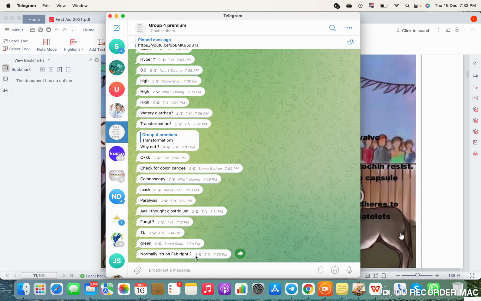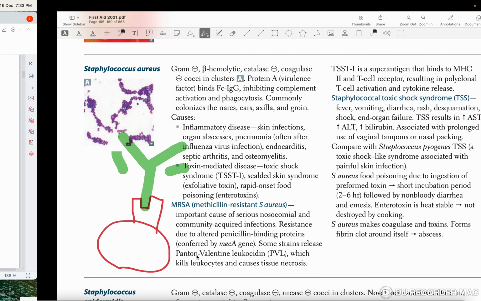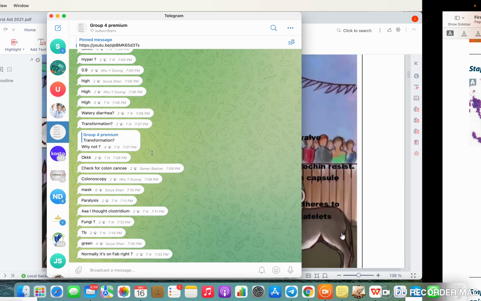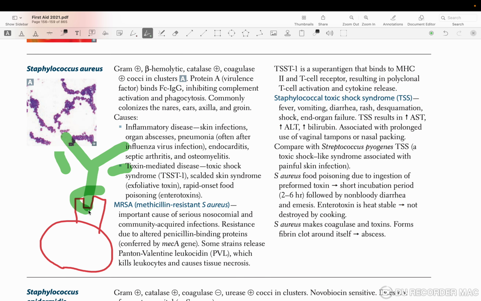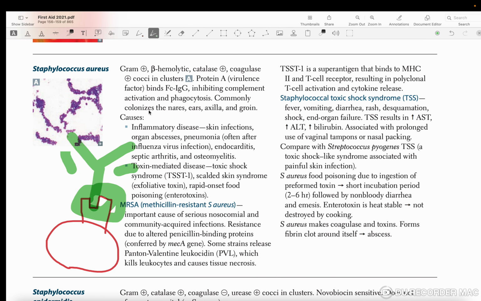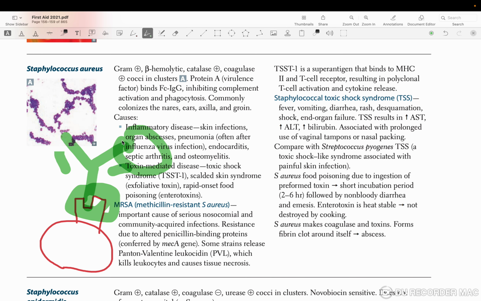Normally it's on the Fab, right? What is on the Fab? Can you please elaborate on that? So they bind to the Fc region, okay? If you're asking where the IgG binds, the IgG binds the antigen using its Fab. That's absolutely correct. You are right.